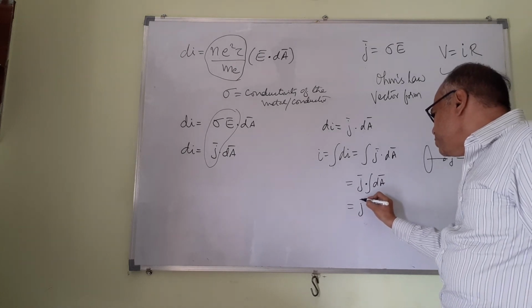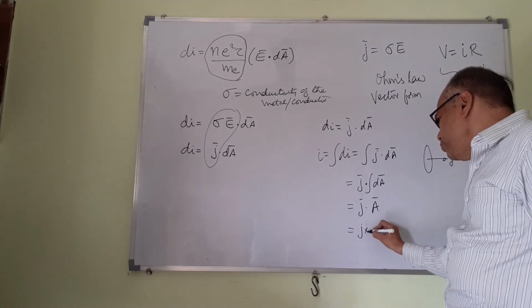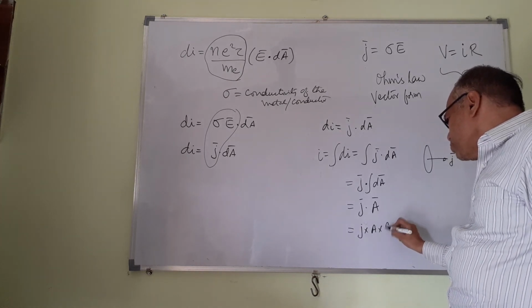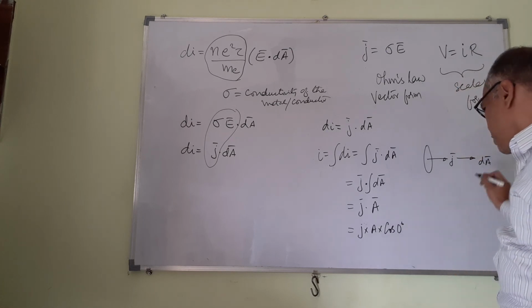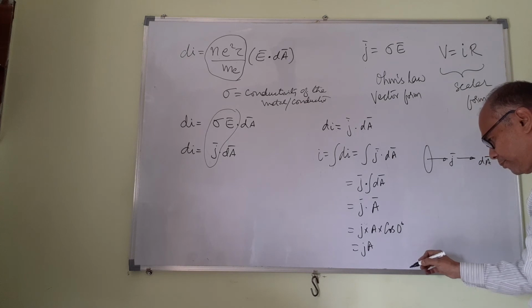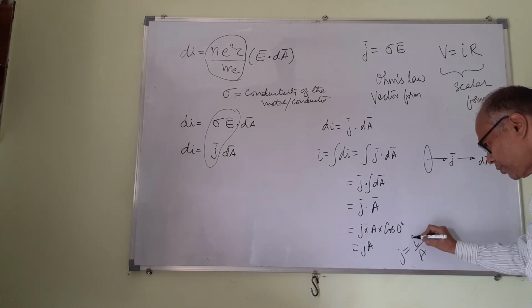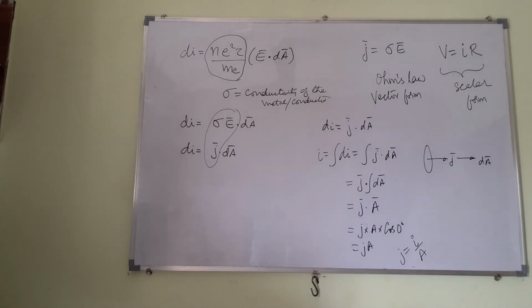Integral dA gives the total area A, and this will be J into A into cos of 0 because J and A are in the same direction. So you get I is equal to JA, or generally what is taught in a simplistic way, J equal to I by A. This is what is generally taught. But the condition for this is J is uniform and it is in the direction of the area vector. So J is I by A.